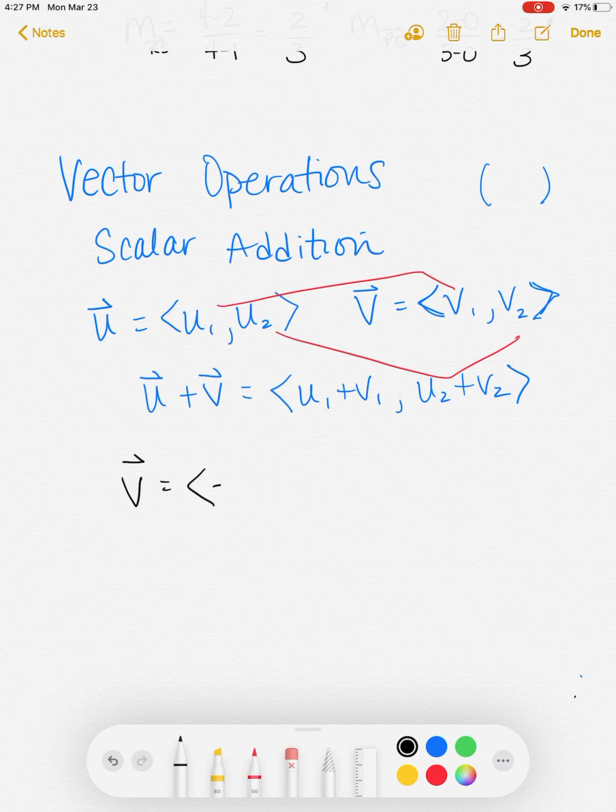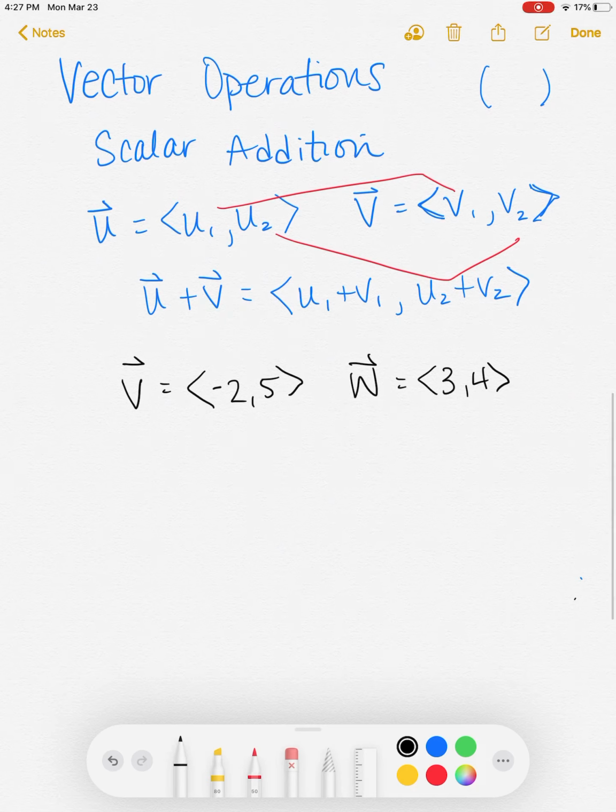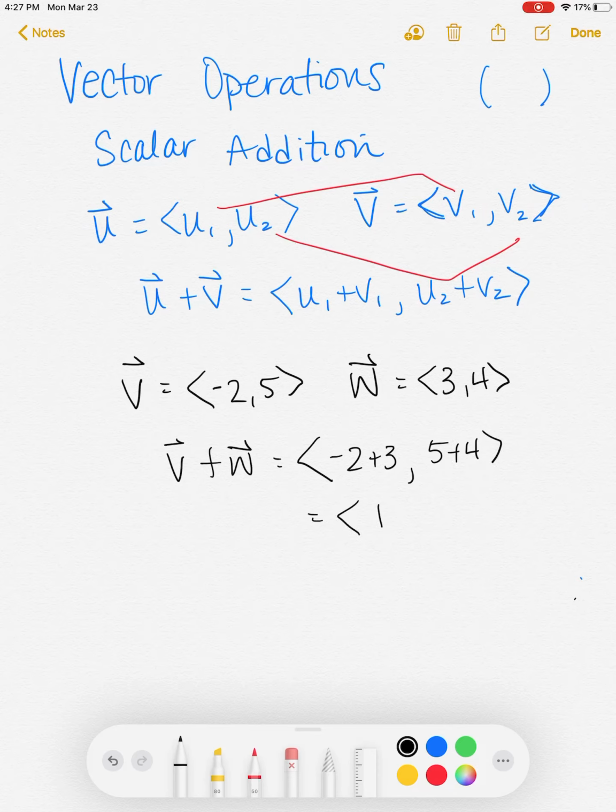Not that we really need to, but we will anyways. So let's just say we have vector v is negative 2, 5, and we have vector w is 3, 4. If we wanted to see the sum of vector v plus vector w, we would literally just add negative 2 plus 3, and then 5 and 4. And that will give us 1, 9. That easy.